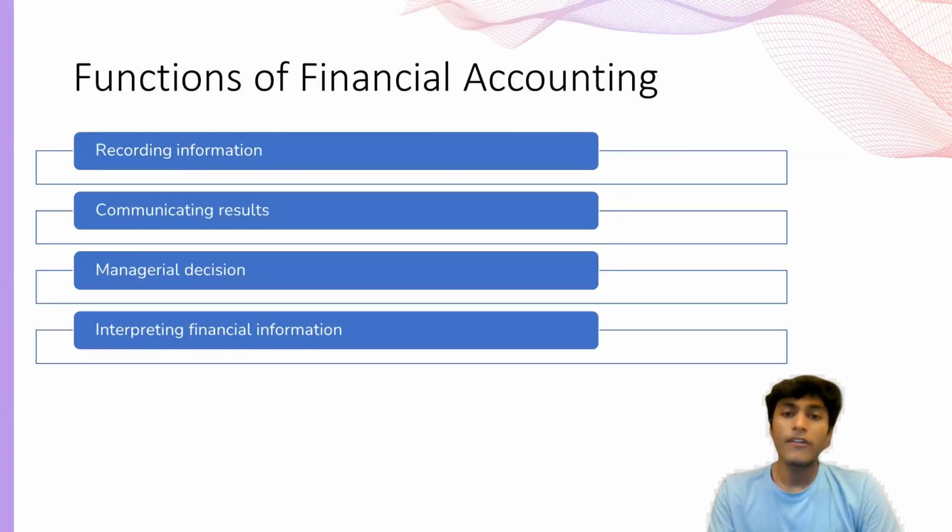Now coming to the functions of financial accounting. The functions are recording information, communicating results, managerial decisions, and interpreting financial information. Recording a particular piece of information is the art of recording. Second, communicating results is how we communicate or interpret the results. For managerial decisions, it is how we interpret financial information for the outside party. So these are the functions of financial accounting.